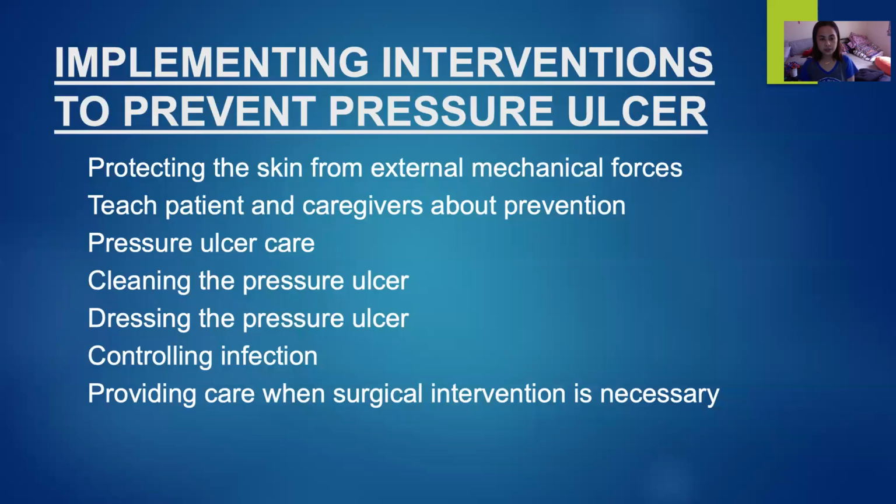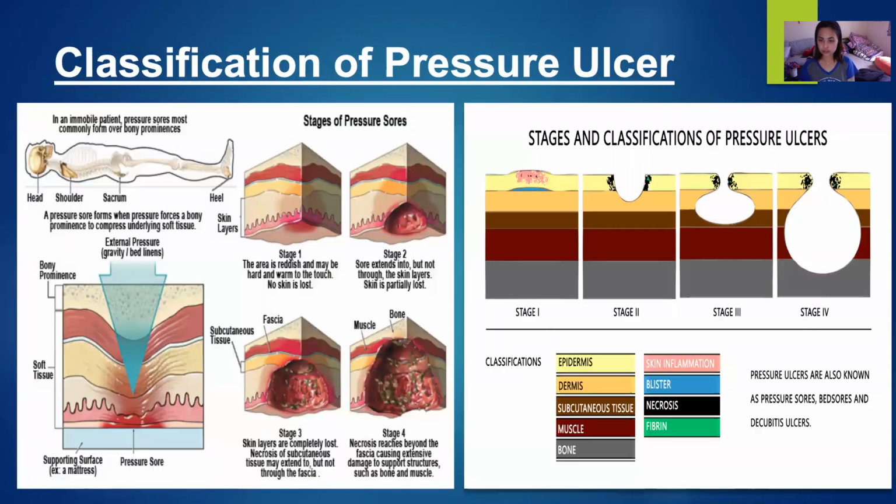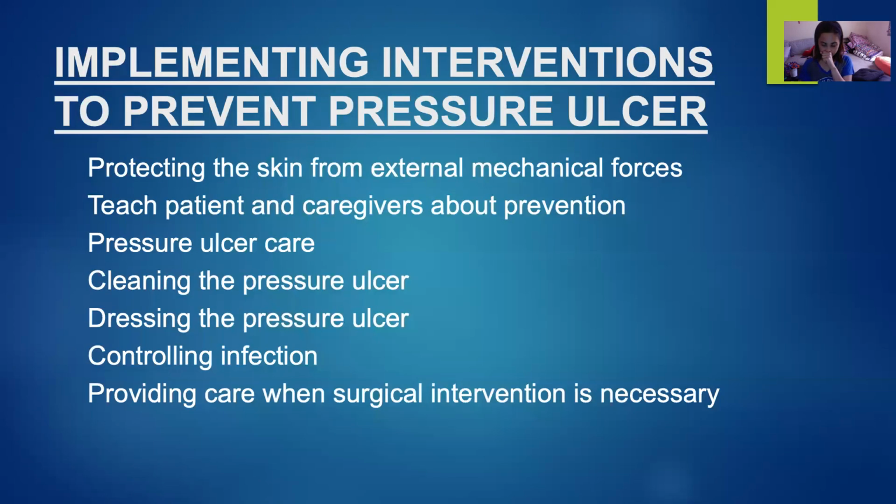So what are the interventions to prevent pressure ulcer? Protecting the skin from external mechanical forces, teaching the patient and caregivers about preventions like turning our patient every 2 hours, pressure ulcer care, cleaning the pressure ulcer, dressing the pressure ulcer, controlling infection, providing care when surgical intervention is necessary. Usually, if you're having stage 4 pressure ulcer, they're having operation already. They call the operation debridement. So they are cleaning the wound, removing the dead cells, so the wound will be regenerating to its original form.